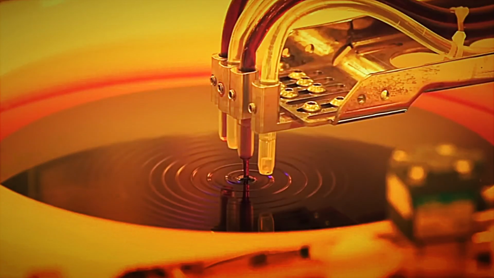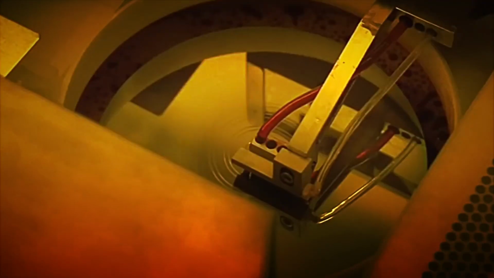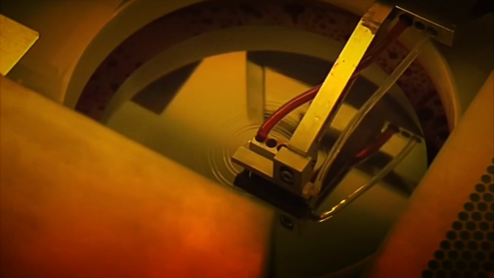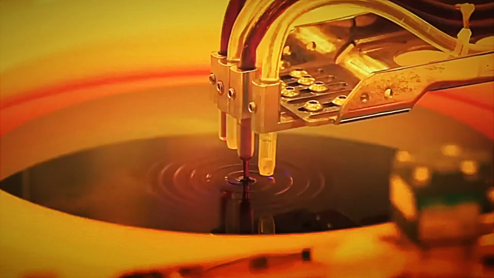First, the wafer is coated with a photosensitive substance called photoresist. Then, a highly complex machine projects ultraviolet light through a mask that contains the circuit design. This light chemically alters the resist, leaving an invisible pattern etched onto the surface of the silicon. After exposure, the wafer goes through chemical baths that selectively remove certain areas, revealing the design that will guide the next steps. This procedure is not performed just once.